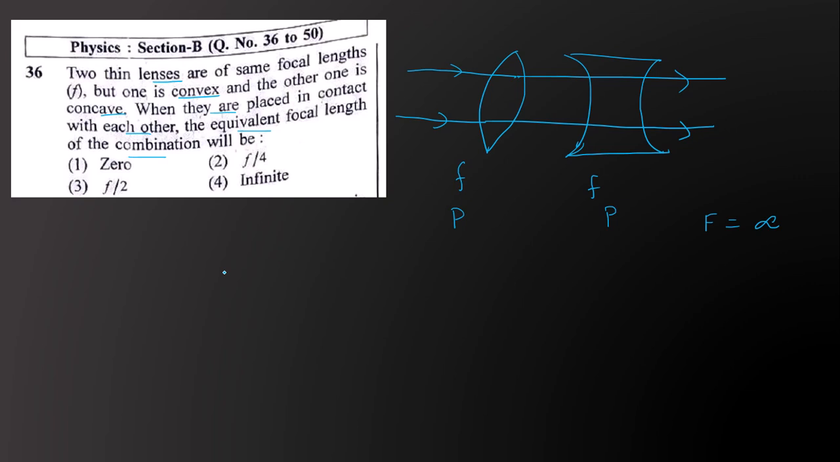We can also do it like this. We know that 1 by f of the combination is equal to 1 by f1 plus 1 by f2. For convex lens it will be, let's say, f, and for concave lens it will be minus f, so this will be equal to 0. Thereby 1 by f is equal to 0, which means f is equal to infinite.